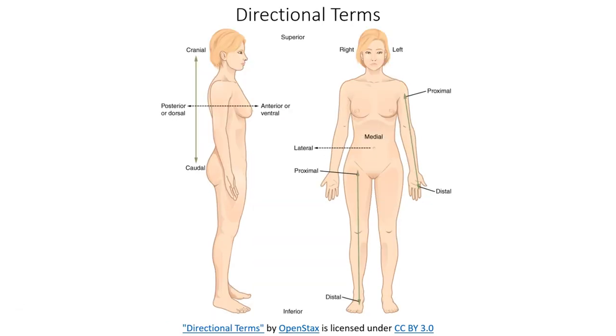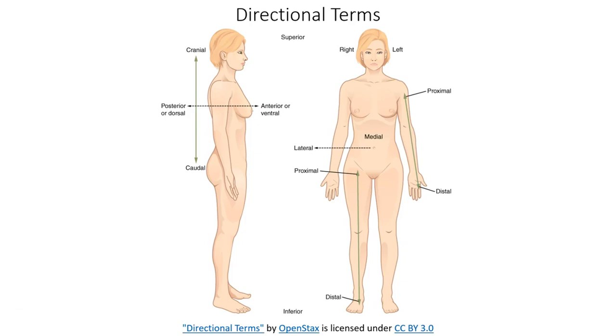All right, let's talk about directional terms. This is where knowing anatomical position is really important, because all of these directional terms are in reference to anatomical position. You can see our graphic here shows this model in anatomical position. So all of these directions are going to be in reference to proper anatomical position.